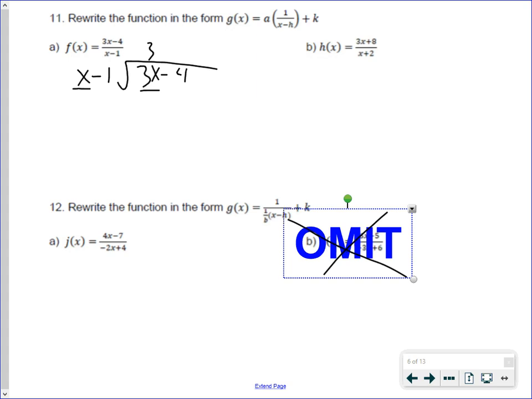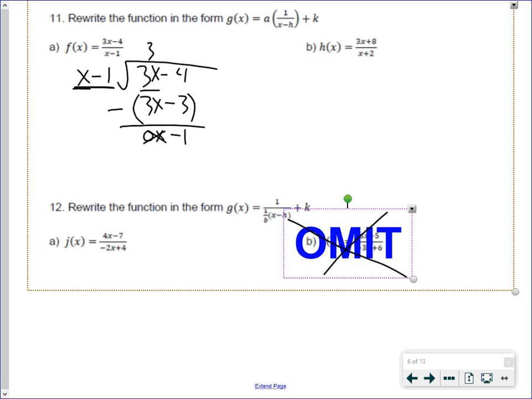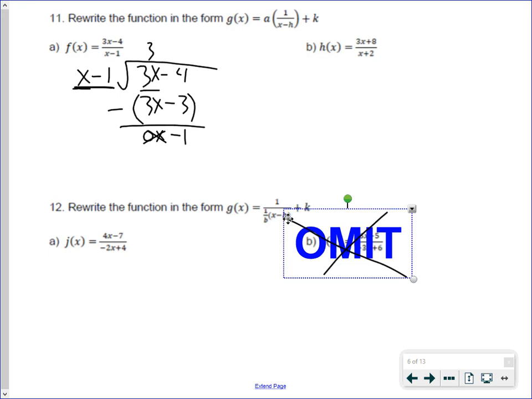And now we're going to multiply that 3 with x minus 1. So 3 times x is 3x, and negative 1 times 3 is negative 3. So we're going to subtract the second polynomial from the first one. 3x minus 3x is 0x. Negative 4 minus negative 3 is negative 1. The 0x goes away, and that negative 1 is our remainder.